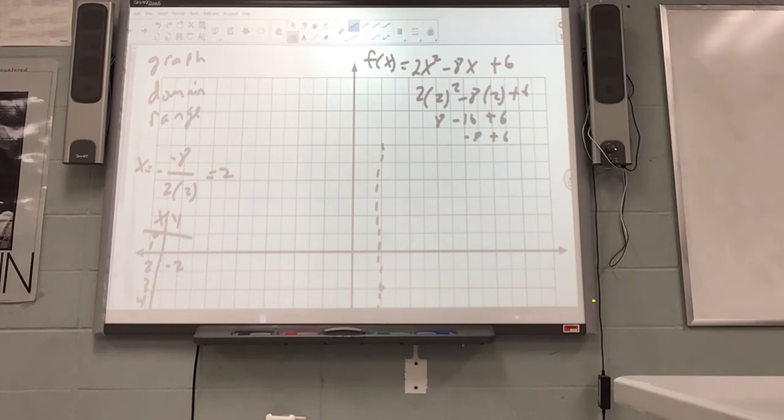Where you don't have to use the points I'm using. I just use those because they're easier, like Austin pointed out.